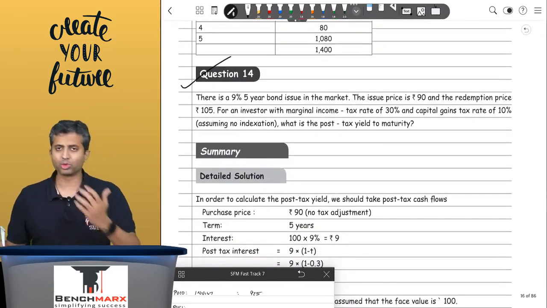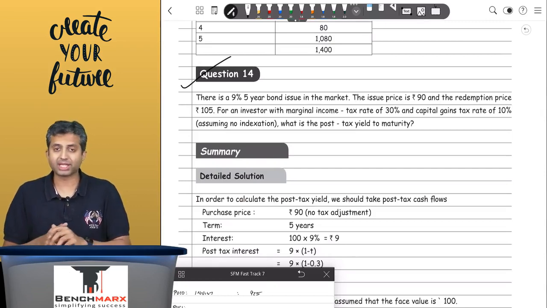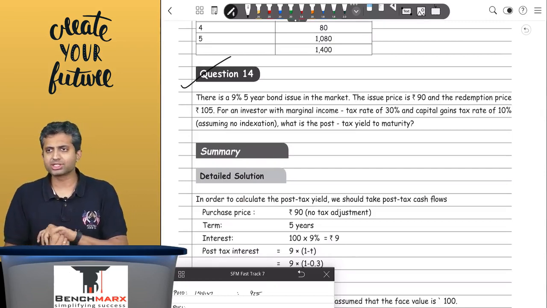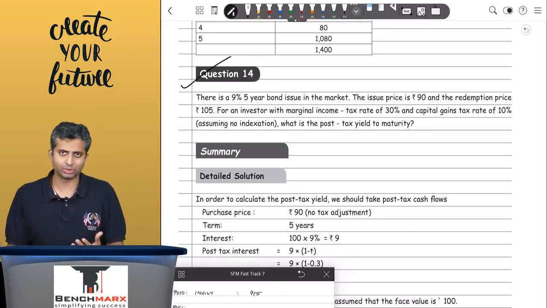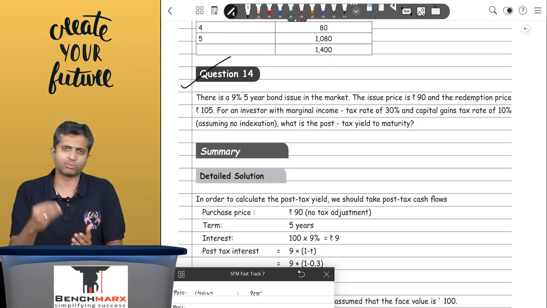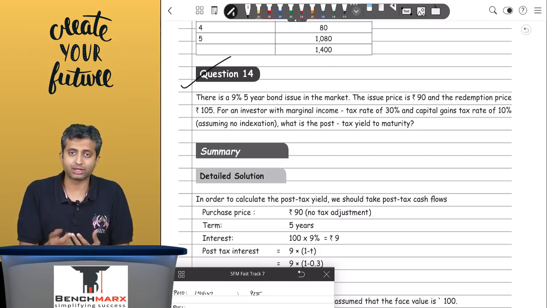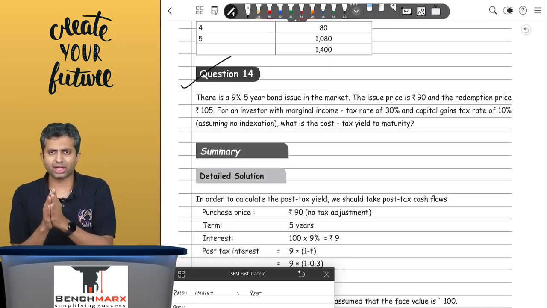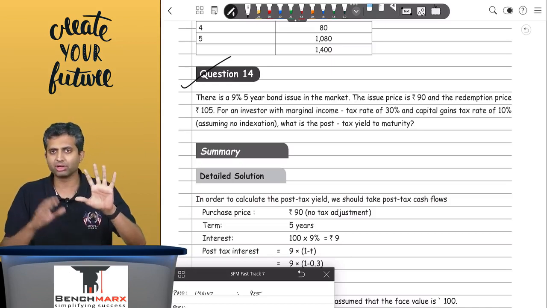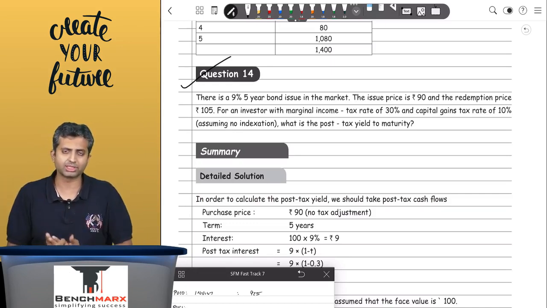When you look at question number 14, it is just a slight variation of the yield to maturity concept where tax rate is given. Whenever tax rate is given, you have to remember that you have to take post-tax cash flows. If you want to find a post-tax yield to maturity, the cash flows that have to be taken are the post-tax cash flows. When you make the investment, at that time there is no tax impact. However, when you receive the interest, that interest may be taxable. So if there is 10 rupees of interest and 30% is the tax rate, then post-tax interest is 10 minus 30% of 10, that is equal to 7 rupees.